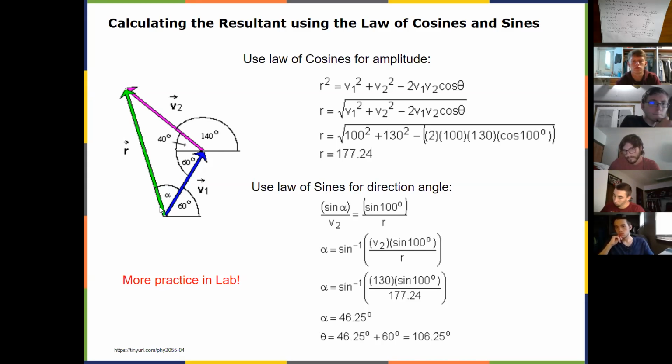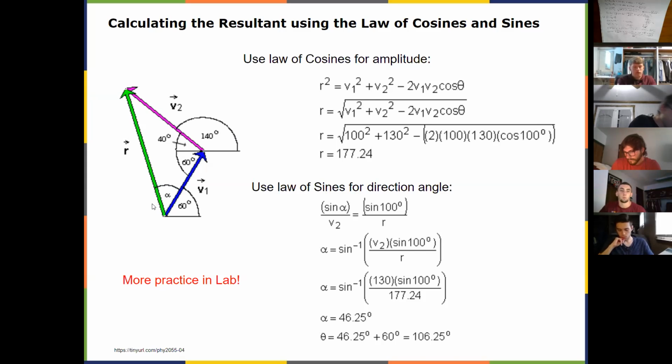So then if you are given the magnitudes of v1 and v2, all right, and then its directional angles. So v1 has a directional angle of 60 with respect to horizontal to the right. Vector 2 has a directional angle of 140 degrees with respect to positive x horizontal to the right. Okay, so then what would be the magnitude of r and then its directional angle?